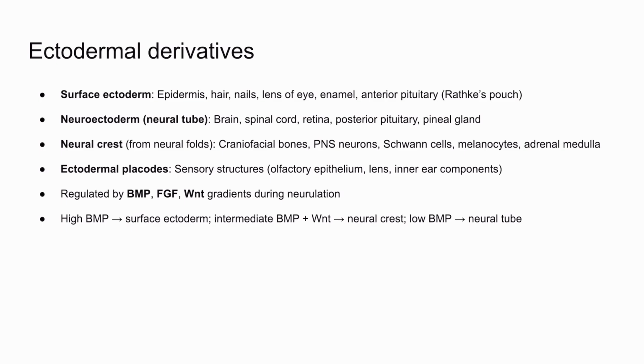The ectoderm is the outermost germ layer formed during gastrulation, and it differentiates under precise molecular regulation involving BMP, that is bone morphogenic protein, WNT and FGF. These signals promote surface ectodermal fate, that is, the formation of surface ectoderm, and its derivatives include the epidermis, hair, nails, lens of eyes, enamel, anterior pituitary, that is, the Rathke's pouch.